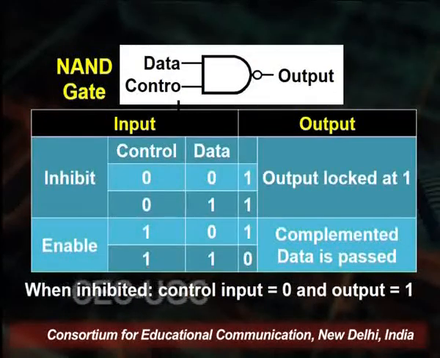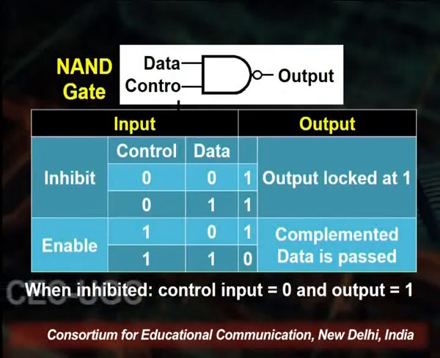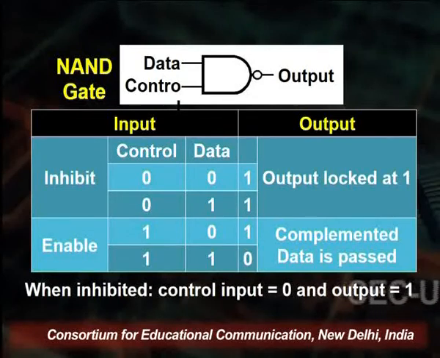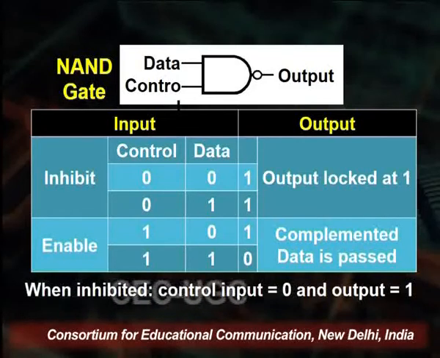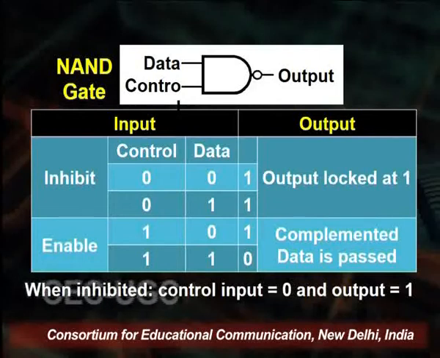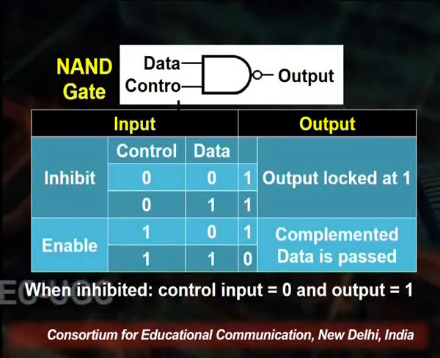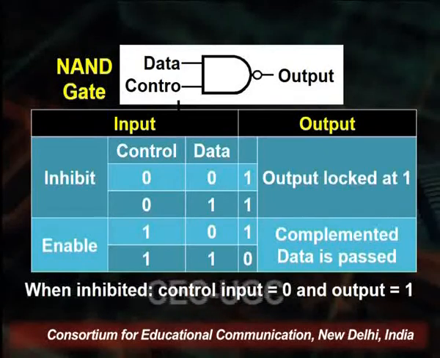We go to the NAND gate. What we have done is fix a NOT gate in front of the AND gate to make it a NAND gate. In this case, we see that the output changes. The control and data again will have 4 combinations: 0 0, 0 1, 1 0, and 1 1. But in this case, as long as control is 0, whatever the value of data, 0 or 1, the output is fixed at 1. So this is the inhibited condition of the NAND gate.